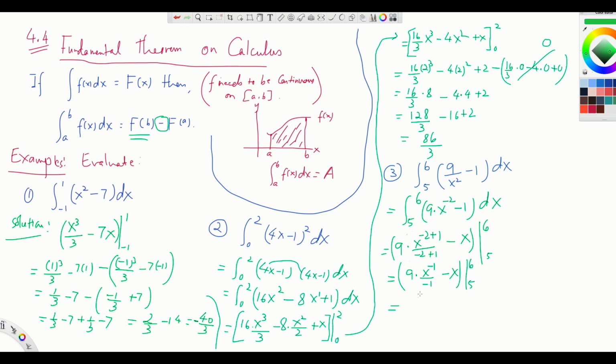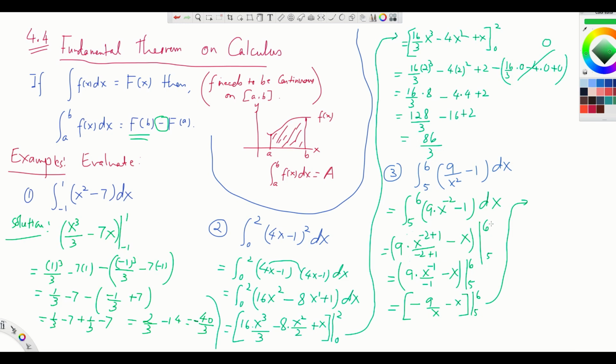Okay. So what do you get? You get negative 9 over x. You agree with me? Minus x. Okay. You can write a big parenthesis or a bracket. It does not matter. So here what I did is this is 9 over negative 1, right? So it is negative 9 and x to the negative 1 goes to the denominator and that becomes x to the positive 1, right? So let me continue from here.